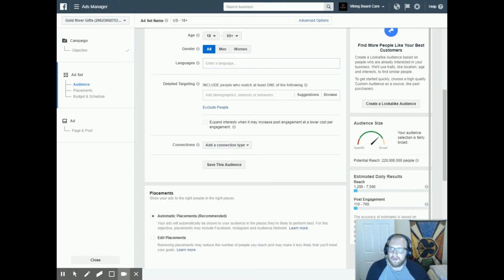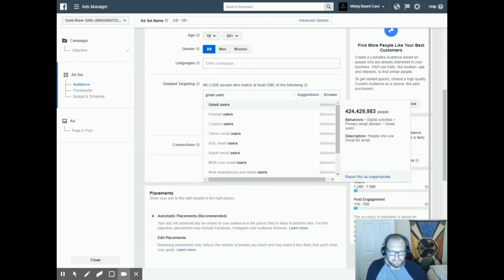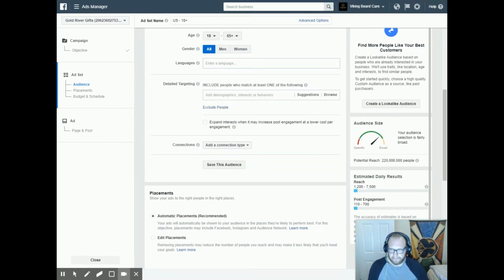You can do targeting from their email domain. That means you can type in Gmail users, Hotmail, Yahoo, AOL, Apple. This is super good when you're using autoresponders or if you're selling email marketing apps. It's good for marketers in general, or email apps if you're trying to sell email apps.